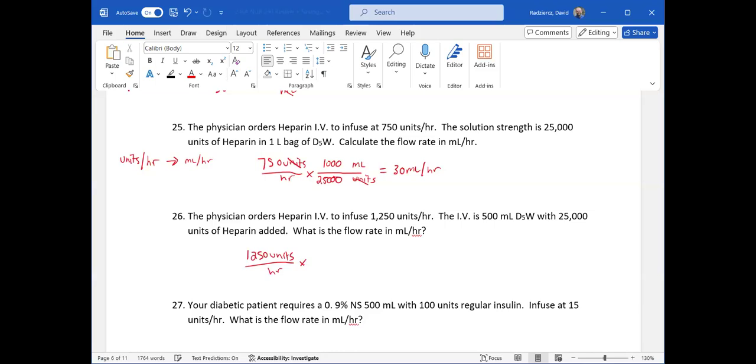That's how I'm wrapping my head around this when I think about doing these things. So I'm going to take the 1250 units per hour. Again, I want to get rid of units and convert it to milliliters. I have 25,000 units in this particular example, and then 500 milliliters. I'm going to take that 1250 times 500 and then divide by 25,000. And in this answer, I get 25 milliliters per hour.